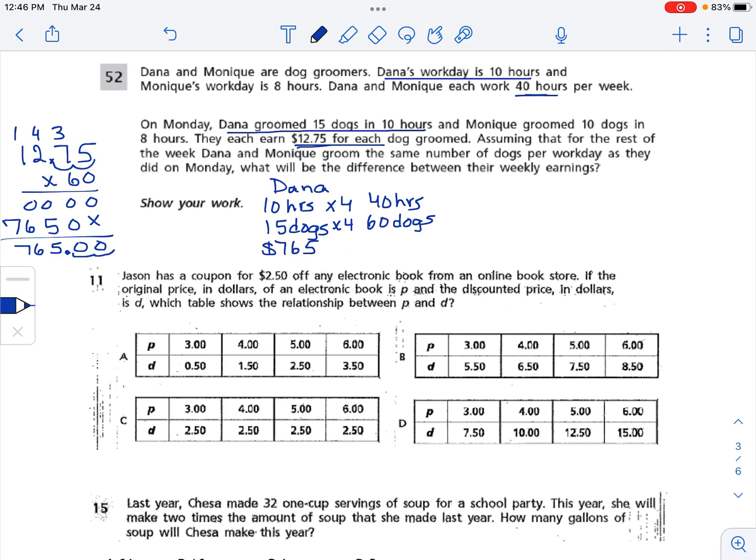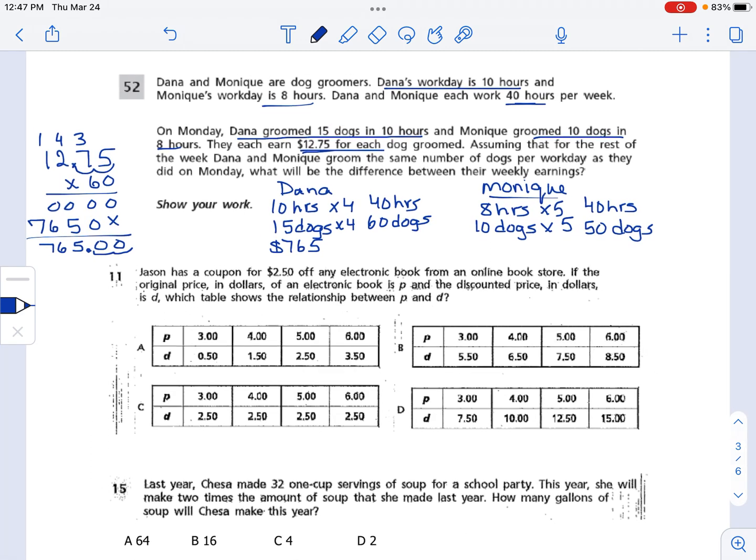Now let's look at Monique's information. Monique works 8 hours per day. And it looks like Monique groomed 10 dogs in her 8 hours. Okay, so we've got to multiply that by 5. That's going to give us the 40 hours, and that means she's groomed 50 dogs. Okay, so now we got to figure out how much money Monique is making.